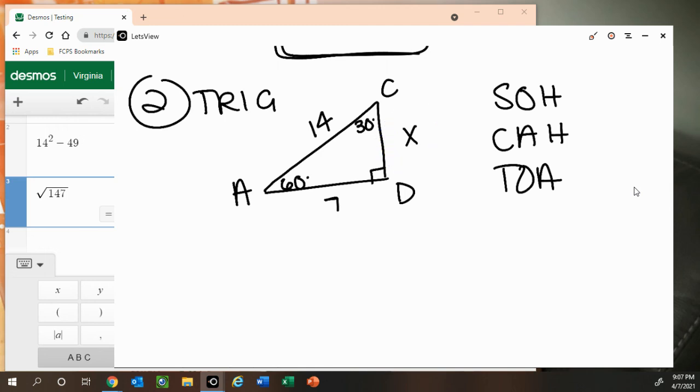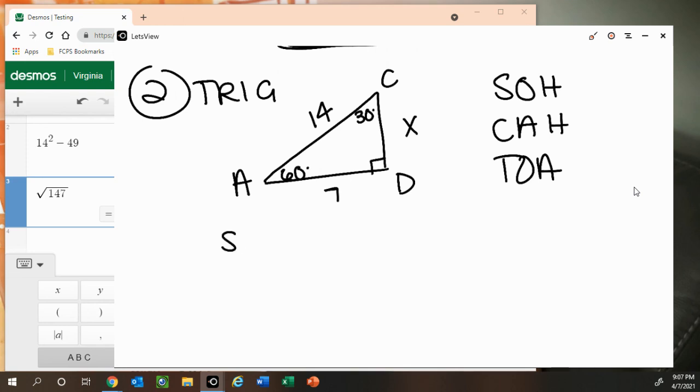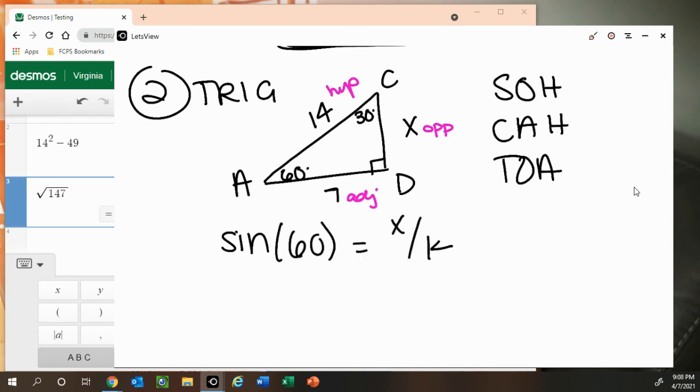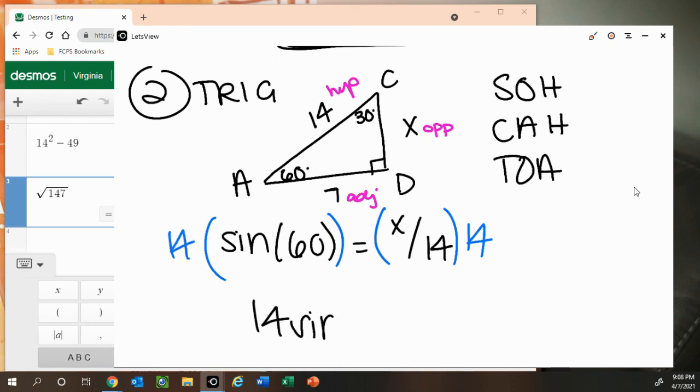I am personally, for absolutely no reason at all, a big sine fan. So I'm going to use sine, and I'm going to use this 60 degrees. So this x is the opposite. 7 is adjacent. 14 is the hypotenuse. So sine of 60 equals opposite over hypotenuse. How do we undo dividing by 14? We're going to multiply by 14 on both sides. So then we get 14 sine 60 equals x. That's exactly what you are going to type into Desmos.